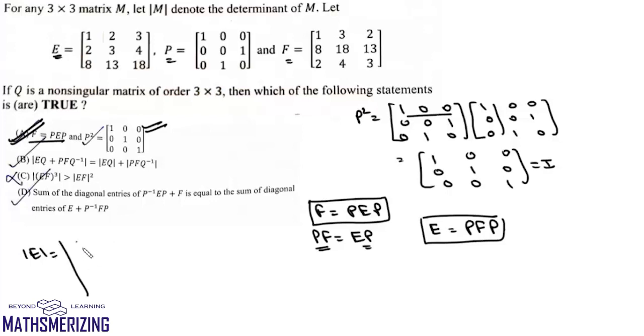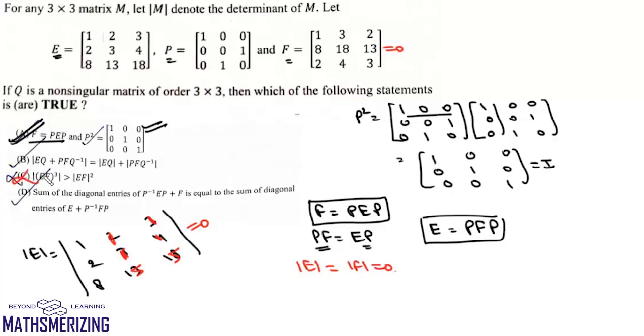If we look at determinant of E, it is 1, 2, 3, 2, 3, 4, 8, 13, 18. Now we subtract C3 minus C2, so it will be 1, 1, 5, and here it will be 1, 1 and 5, and the value of this determinant is 0. In the same way, value of F is also 0. So determinant of E equals determinant of F, and it is equal to 0. That means this option C is incorrect.